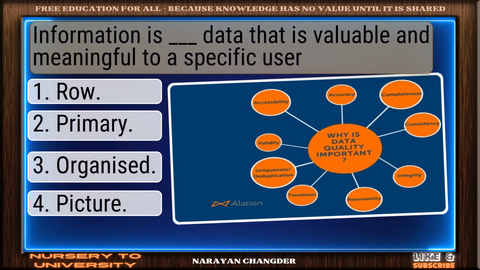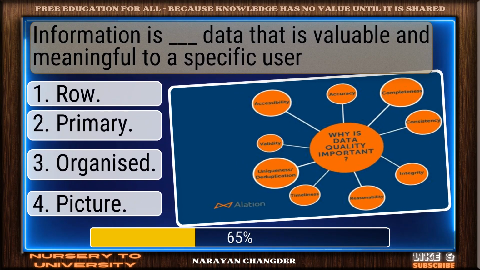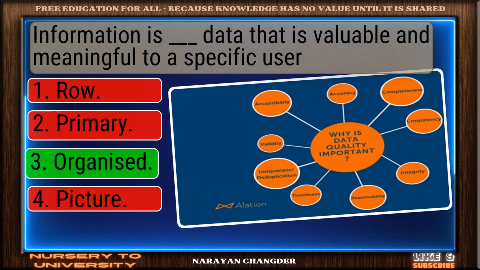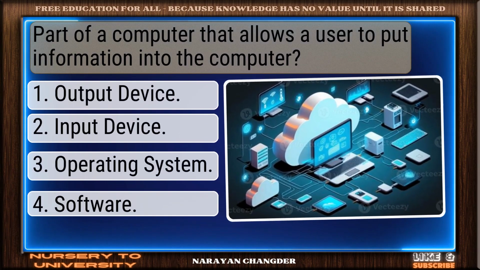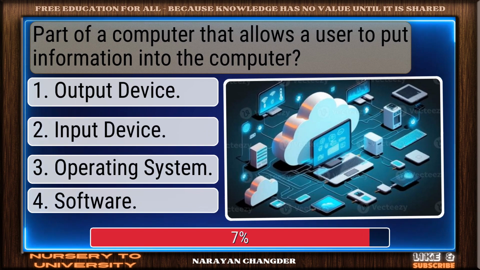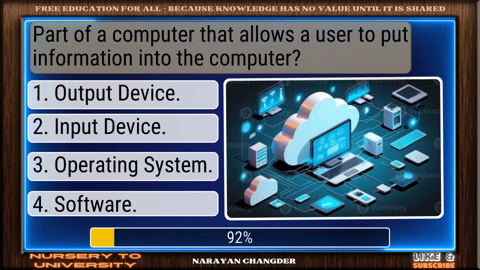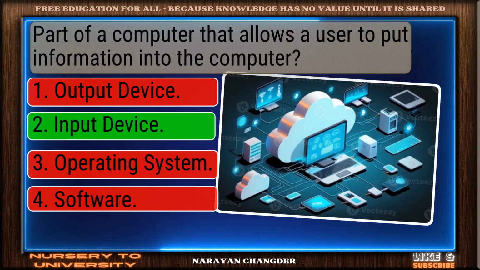Information is data that is valuable and meaningful to a specific user. Strong choice. Organized is right. Part of a computer that allows a user to put information into the computer. Correct. Input device is spot on.